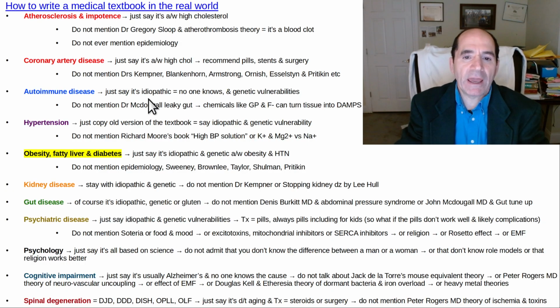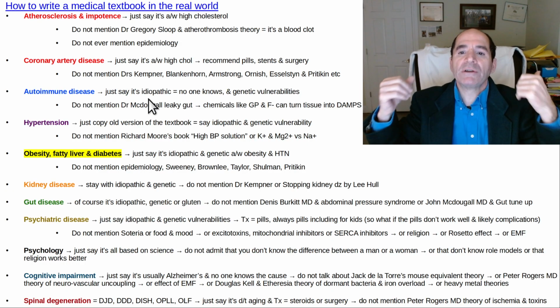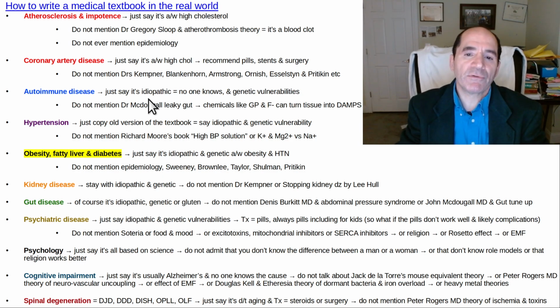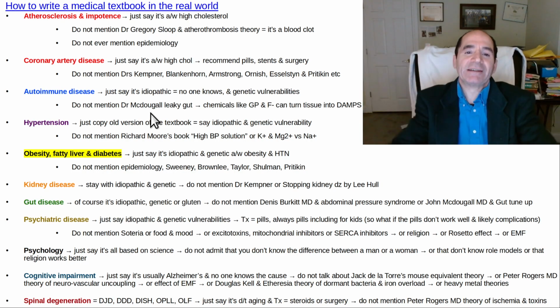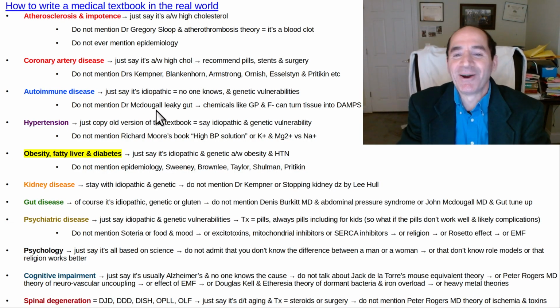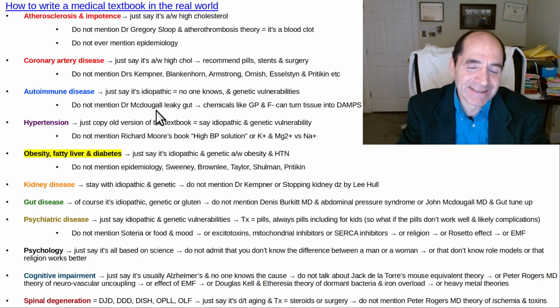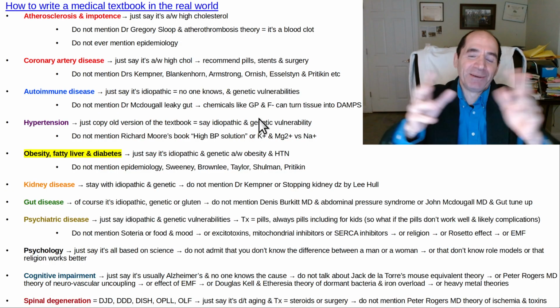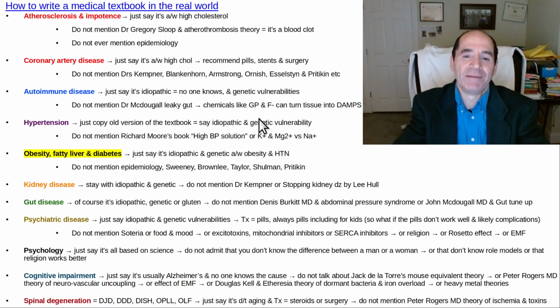Autoimmune disease. Again, they just say it's idiopathic. Nobody knows the cause. A lot of people are genetically vulnerable. Therefore, you've got to treat them with all these really powerful medicines for autoimmune disease and immunosuppressants that can really cause a lot of side effects. Don't mention Dr. McDougall having all this list of testimonials of patients cured. Don't mention leaky gut, the most important cause. Don't mention toxic chemicals like GP and F- that can damage tissue.